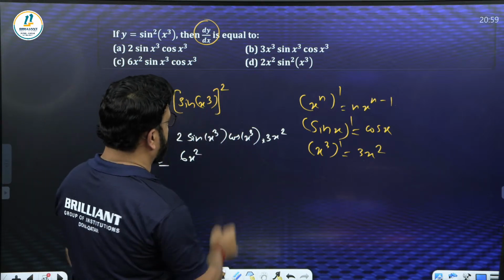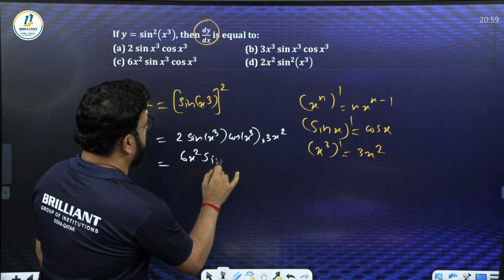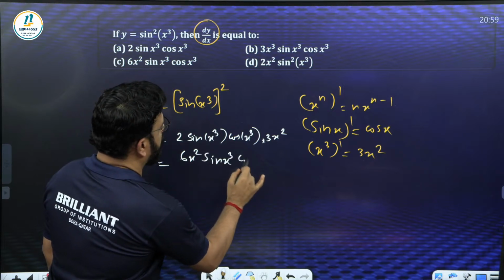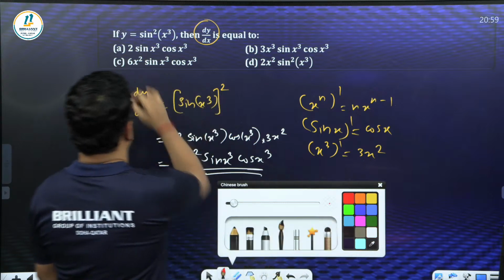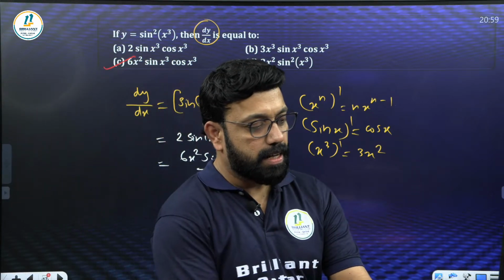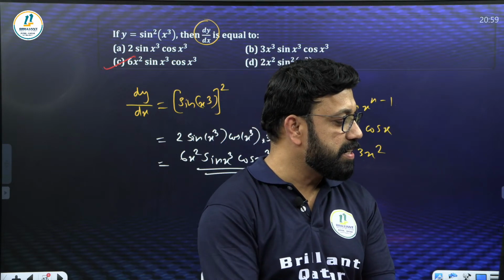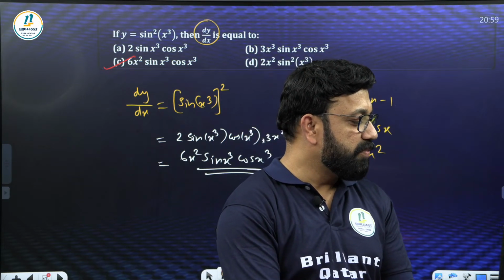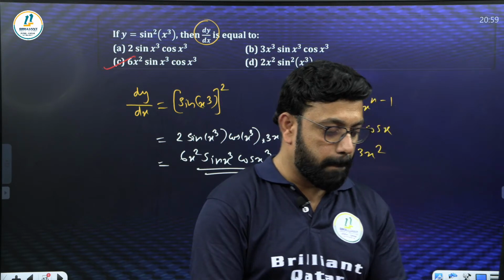According to the options, we can write the same option is there, I think so. 6x square sine x cube and cos x cube is there in the options. Please see what's the question, what's the answer. Answer C is the right option. Yes, many students gave the C. Shiny, Ruben, Mevin, Hannah, yes, thank you all of the students.